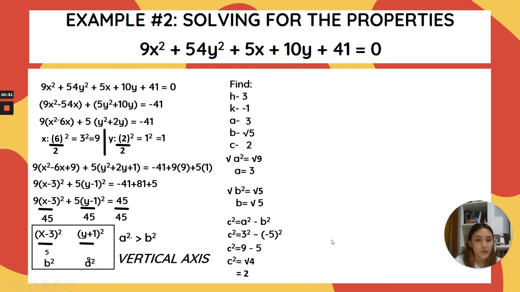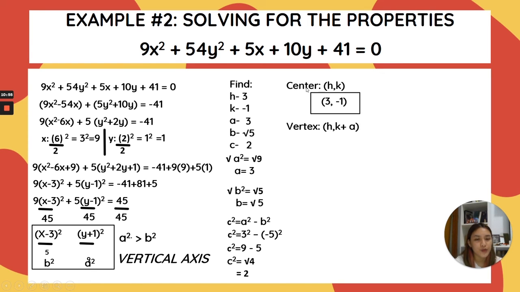We now are gonna solve for the center, vertex, foci, and the co-vertices. So for the center, we have here h and k. So substitute that. Our h is 3, we have k for negative 1. This is our coordinate for the center.